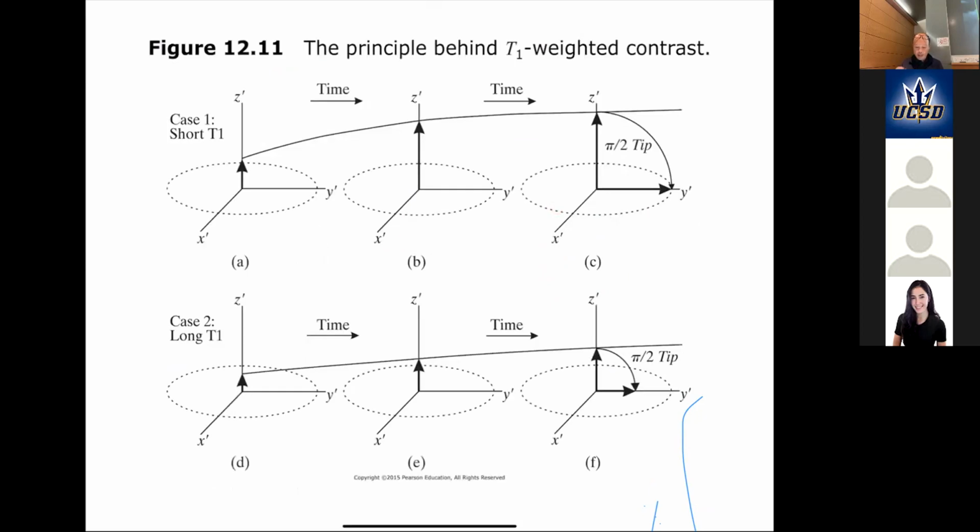And now the idea behind T1 weighted contrast, this is a thing from the book, is that if I have a short T1, it recovers very quickly, and I have a lot of magnetization at the next excitation. If I have a very long T1, the M sub Z recovers very slowly, so I have less signal at the next excitation. So based on the T1 of the tissue, the signal is either brighter or less bright. Long T1s will be less bright at the next excitation, and short T1s will be brighter.